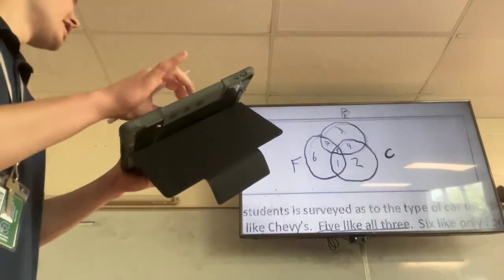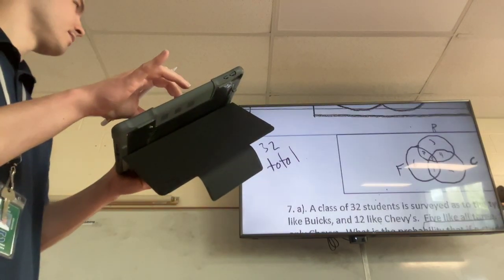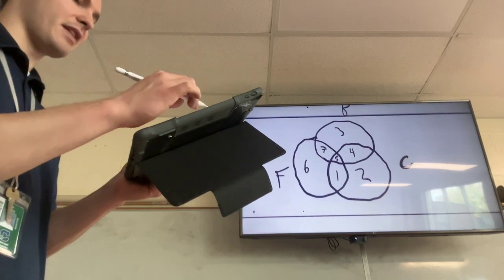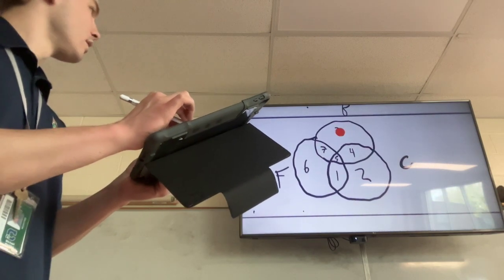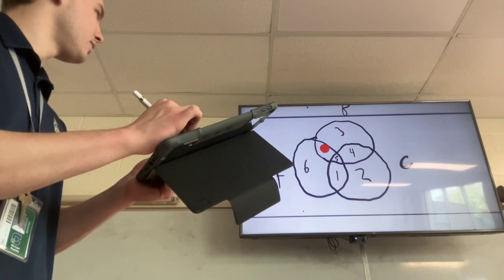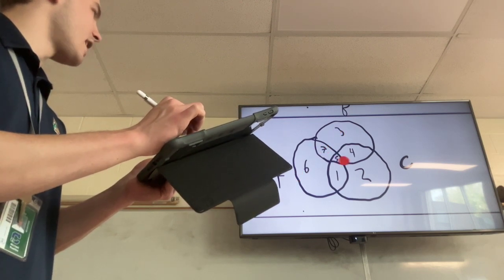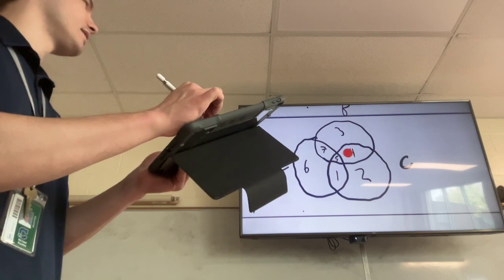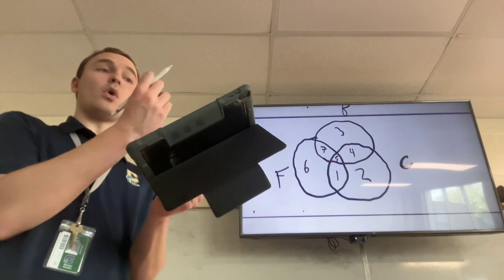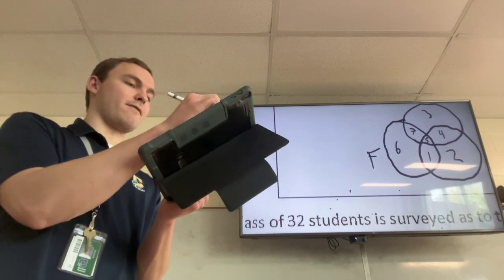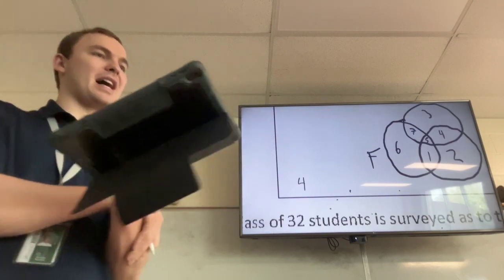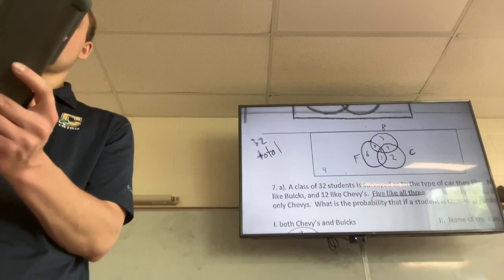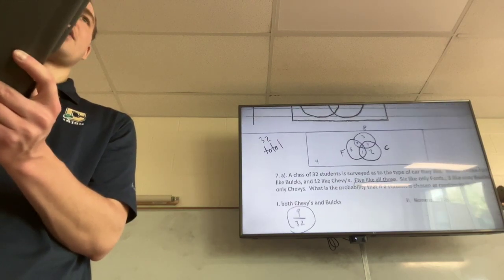So here's how you do this. There's 32 students total. So what do all the numbers inside my Venn diagram add up to? 3 plus 7 is 10, plus 6 is 16, plus 5 is 21, and then plus 1 is 22, 24, 28. So those 4 leftover students, I need to write that 4 out here in the box. So 4 students just don't like any of the cars, okay?